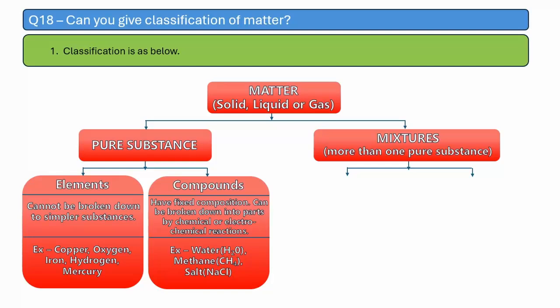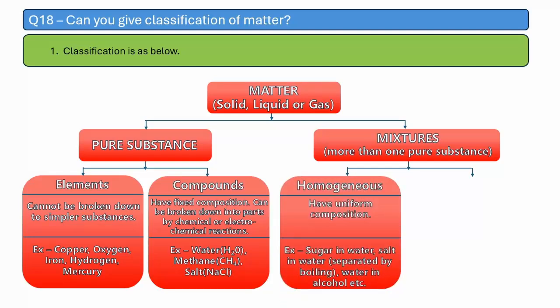They have fixed composition and these can be broken down using chemical reaction. For example, if you pass electricity through water, H2O, then you can separate the hydrogen and oxygen. Okay, but without doing any chemical reaction, by themselves they are pure. Okay, pure substances are of two types: elements, which are pure atoms, and compounds, which are pure molecules.